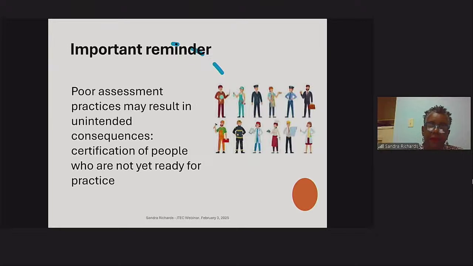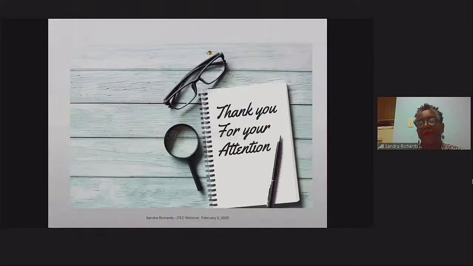Assessment also protects the public from people who are not yet ready for practice when a test score is a reliable indicator of the student's competence with the knowledge, skills, and judgment required for effective workplace practice. Assessment tools and methods that do not support the purpose of assessment may result in unintended consequences. The certification of people who are not yet ready for practice, the certification of people who are incompetent practitioners. That is my contribution to the conversation this morning. Thank you.